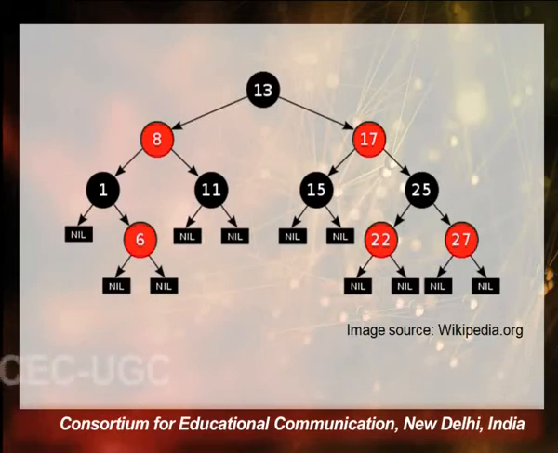This property is also satisfied on the right side, because the parent of 17 is 13 and the children are 15 and 25, and the parent as well as the children are colored black, while 17 itself is red. Now coming to 25 in the right subtree, we have 22 and 27 as the children of 25, but 22 and 27 are colored red. And now the next level is leaf, and all the leaves are black. So no two adjacent nodes are red.